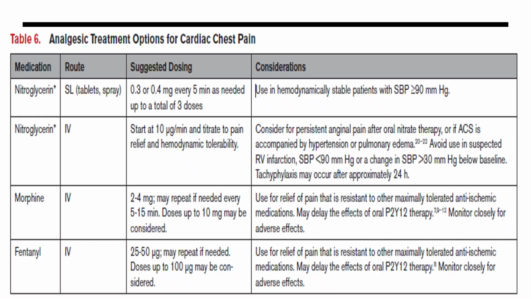And this is used for pain relief that is resistant to other maximally tolerated anti-ischemic medications. What we need to know is that it may delay the effect of oral P2Y12 therapy. Then we can also use fentanyl IV, 25 to 50 micrograms, and may repeat if needed. Doses up to 100 micrograms may be considered.